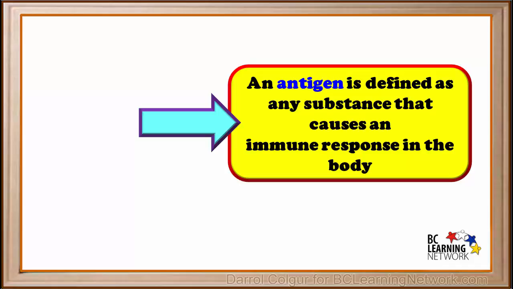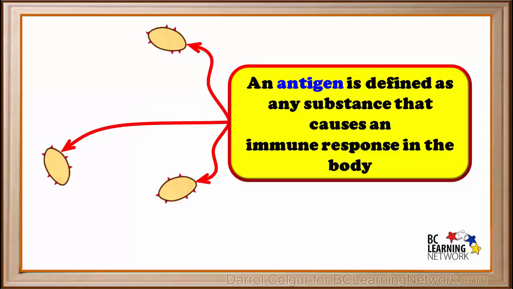An antigen is defined as any substance that causes an immune response in the body. Antigens can be such things as toxic chemicals, bacteria, viruses, pollen, or mold. These diagrams can represent antigens that have made their way into our body.